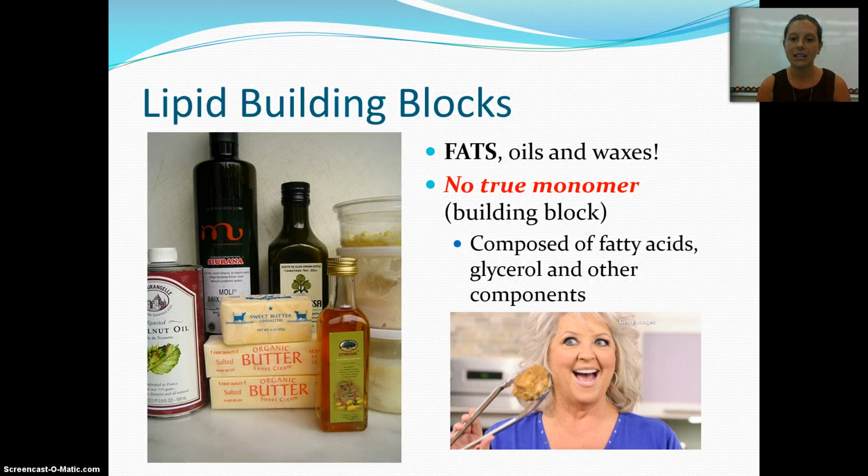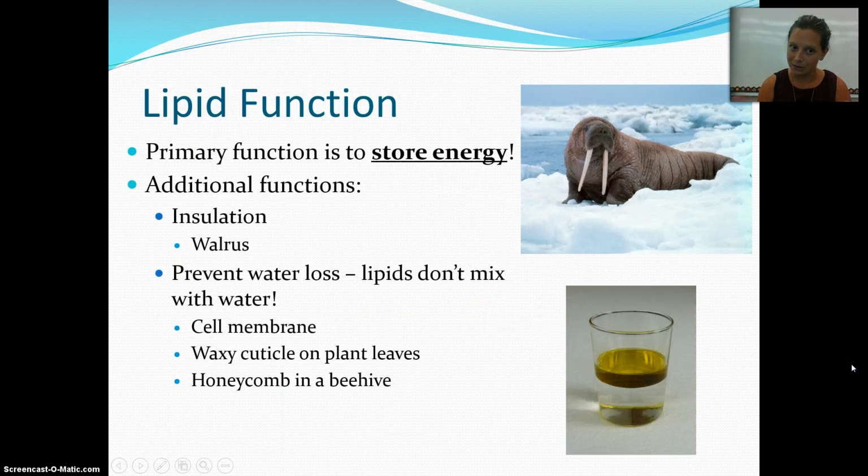Fats, oils, and waxes. Now, lipids are sort of an exception to the rule because they don't have a true building block. They don't have a true monomer. They're essentially composed of fatty acids, glycerol, and then various other components. But you can see here, when you think of lipids, you think of fats. So I've got my picture of Paula Deen, right? That's what got her in trouble. She was using fats too much in her recipes. She loves her butter. She loves her oils. And that probably led to her getting diabetes.